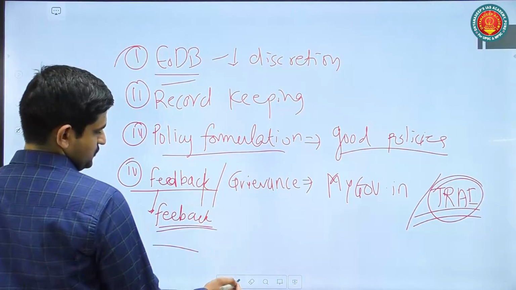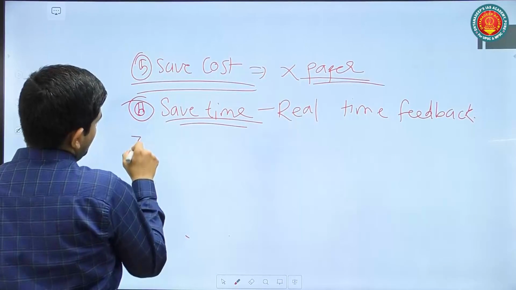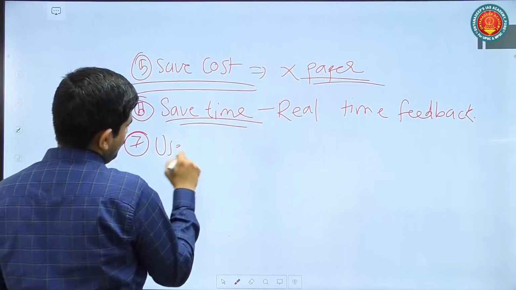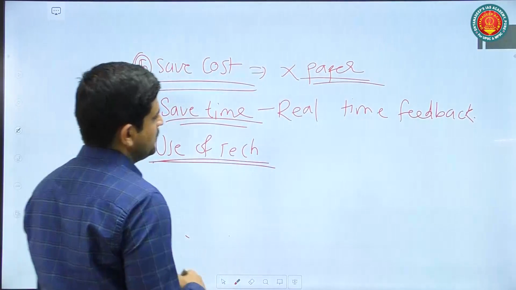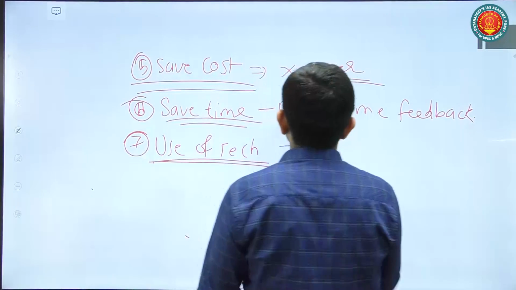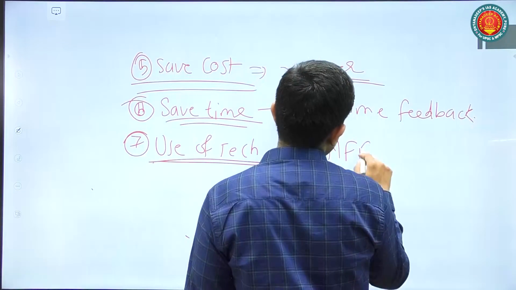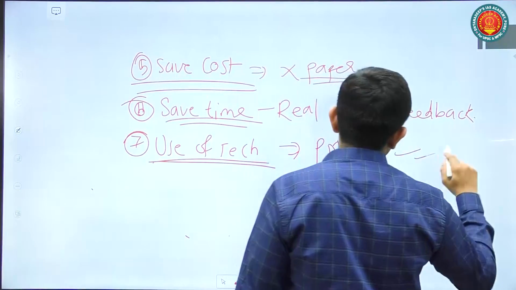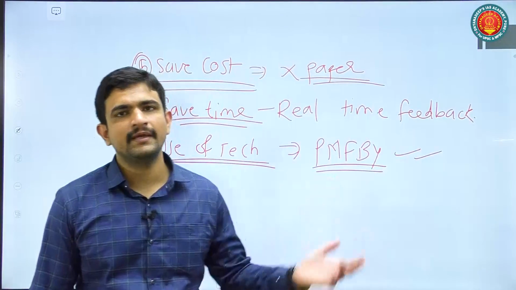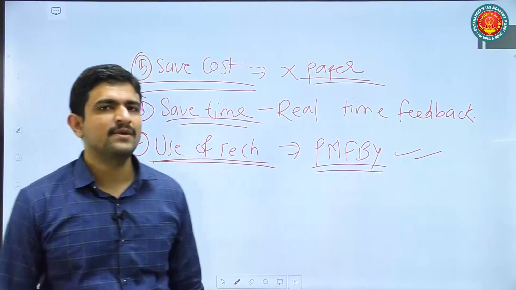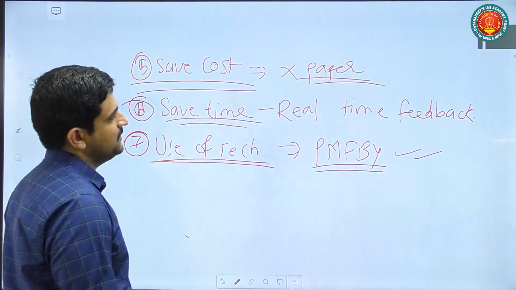This should be 5, this should be 6th. Use of technology under e-governance. For example, we have used a technology component in Pradhan Mantri Fasal Bima Yojana, in which we started accepting images sent through WhatsApp and other means about crop damage and so on. So that is also a very big advantage that you get out of e-governance.